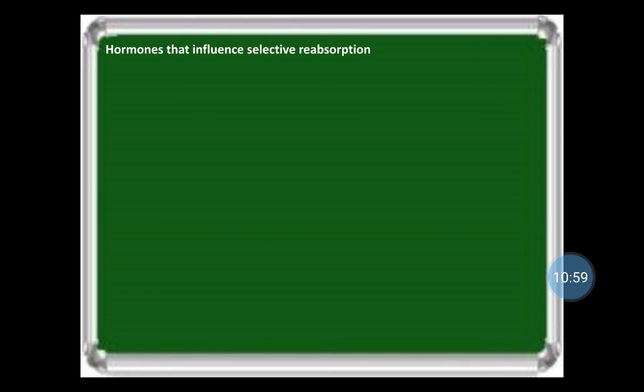Now there are some hormones which influence the selective reabsorption. First is the parathyroid hormone. Parathyroid hormone, which is secreted from the parathyroid gland, works with calcitonin, which is secreted by the thyroid gland, and this parathyroid hormone causes calcium reabsorption and phosphate secretion in the distal convoluted tubule. Then antidiuretic hormone is secreted from the pituitary gland, and it increases the reabsorption of water in the distal convoluted tubule and the collecting duct.